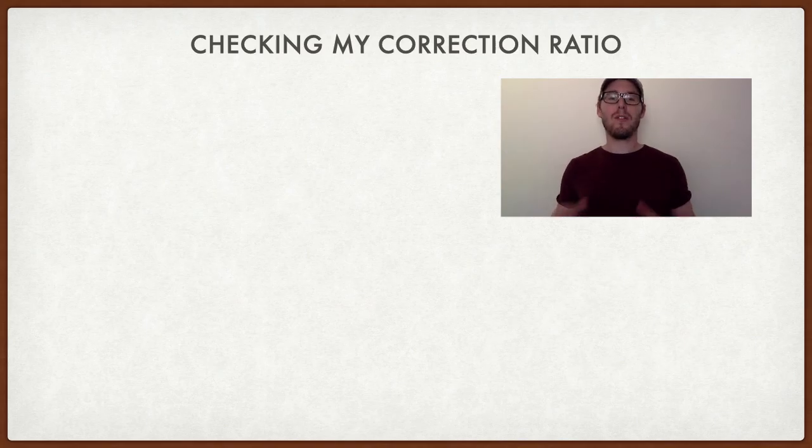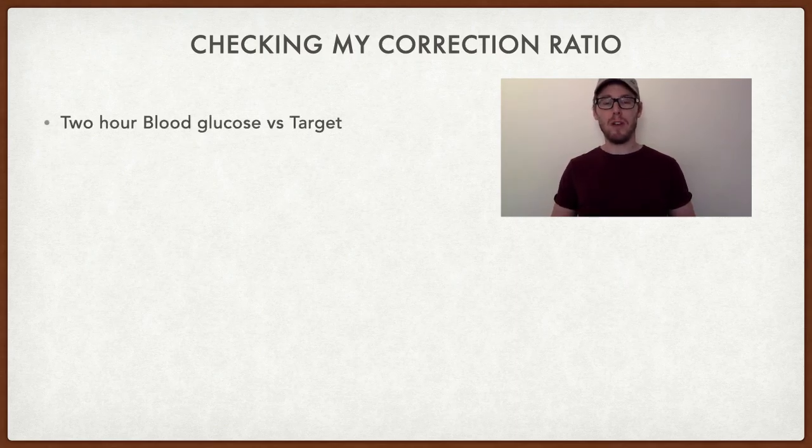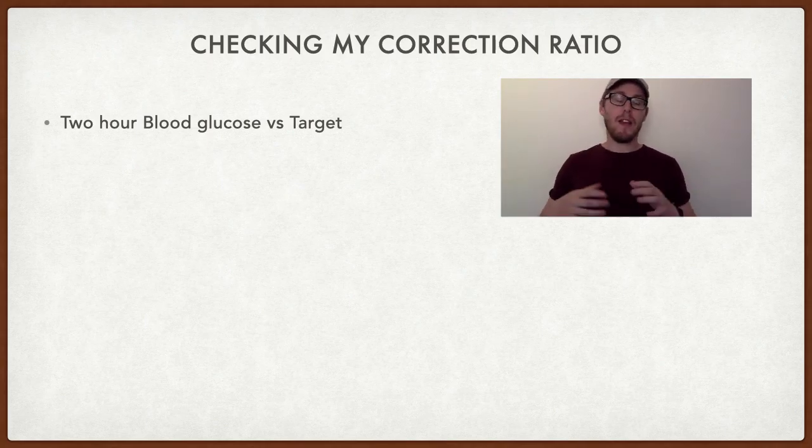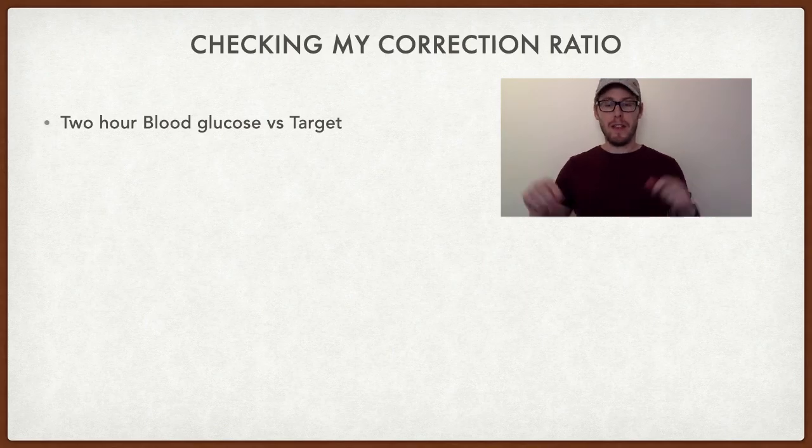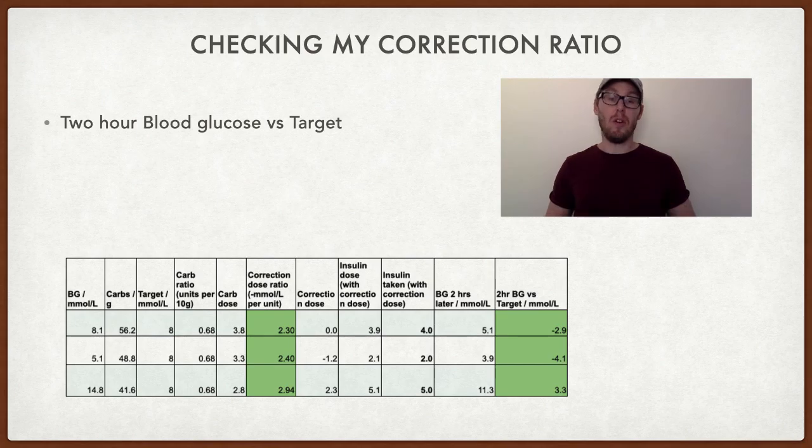So once I had my correction ratio, I then needed to check it. And the way I did this is I would compare my 2-hour blood glucose versus my target. And the reason for this is because the idea is your correction dose will bring your high blood glucose back to your target. Okay, so I took lots of readings. There's a sample of them below me. There's only a few, I took a lot more than that.